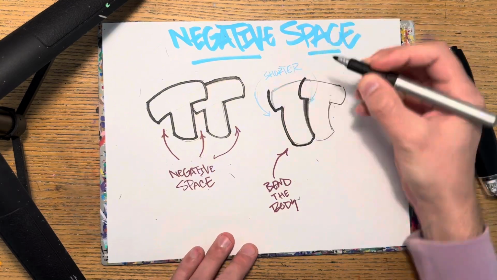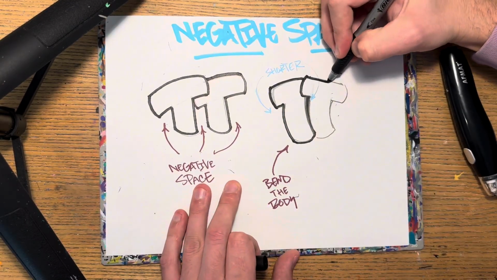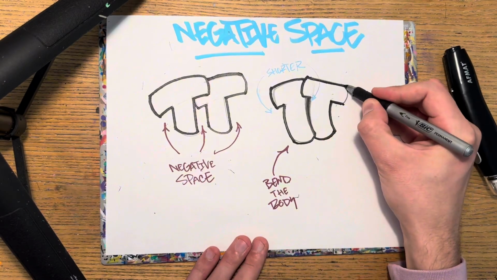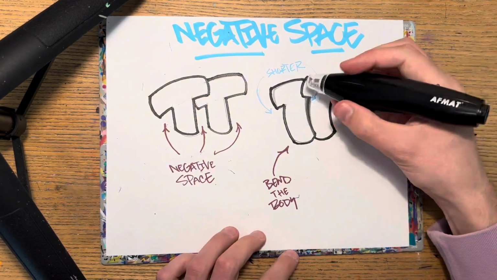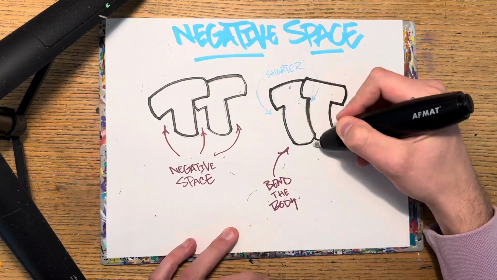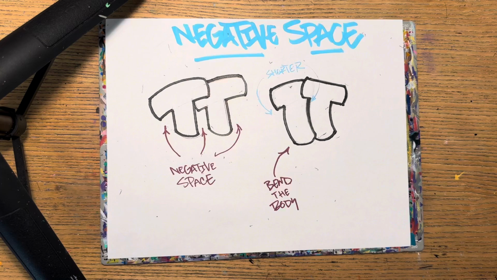And then the third thing we can do is reverse overlap our letters, or interlock them. As I'm demonstrating here, the top of the second T overlaps the first T, and then I have the body of that first T bend and overlap the second, which allows us to bring them right next to each other, and there's zero negative space there now.